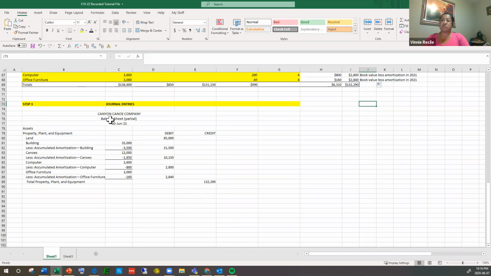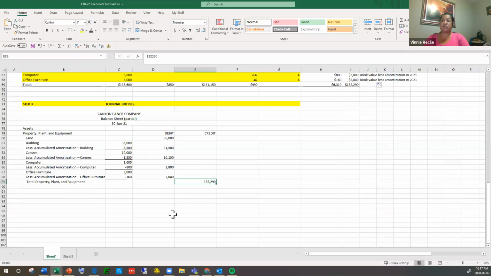This is a sort of a partial balance sheet, which is really just this asset section of the balance sheet that you're working on here. The reason they call it partial is because you don't have any liabilities here or equity. So let's take a look at what we've done here. We've got property, plant, and equipment as a section of the balance sheet we're referring to. We're going to record the land as a debit. Why? Because it's an asset that we're putting onto the balance sheet. Building of $35,000 less the accumulated depreciation to get the net book value. Same with the canoes, same with the computers, same with the office furniture.